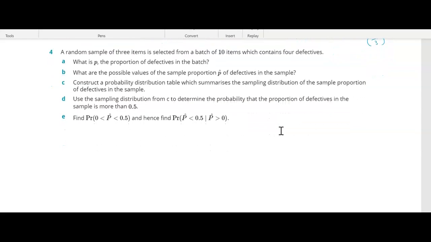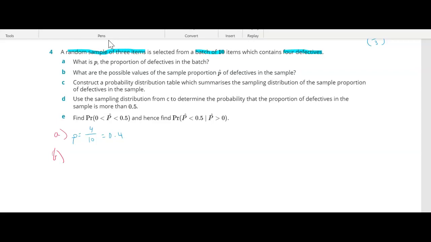A random sample of 3 items is selected from a batch of 10, which contains 4 defectives. So we've got a random sample of 3 items selected from a batch of 10 items, which contains 4 defectives. So what is P, the proportion of defectives in the batch? I'm just going to write A down here. So P, the number of defectives is 4, so it's going to be 4 out of 10, which is 0.4. You could leave it as 4 over 10, it's fine.